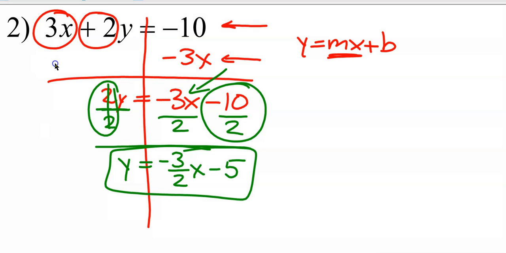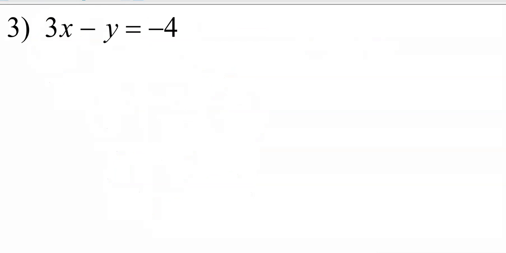Here, it's an extra variable. We're going to subtract the whole thing, which is what we did. We subtracted 3x. That disappeared. Here, we're trying to get rid of just the 2 because we want the y. Okay? Good question.